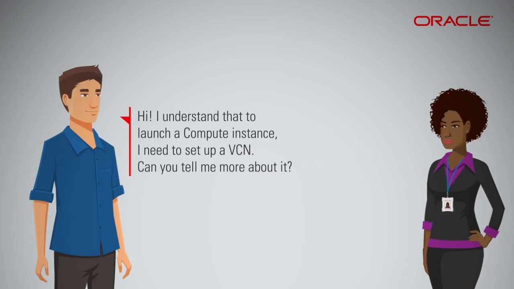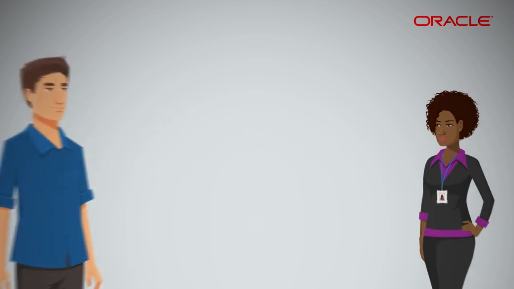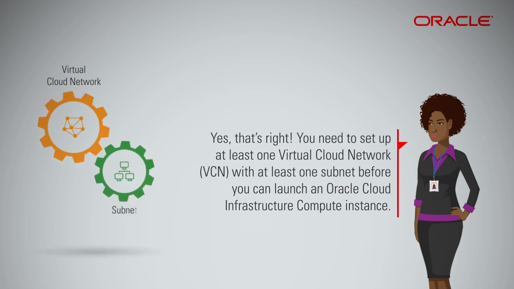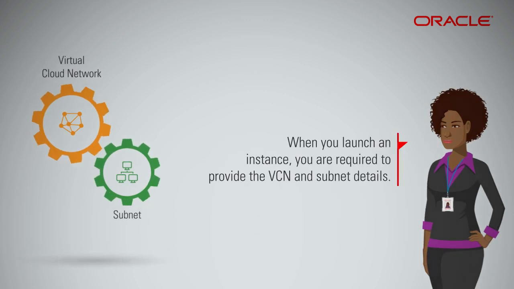Hi, I understand that to launch a compute instance, I need to set up a VCN. Can you tell me more about it? Yes, that's right. You need to set up at least one virtual cloud network, VCN, with at least one subnet before you can launch an Oracle Cloud Infrastructure compute instance. When you launch an instance, you are required to provide the VCN and subnet details.